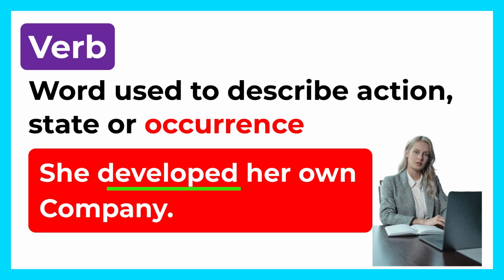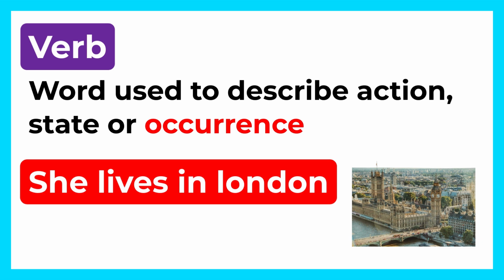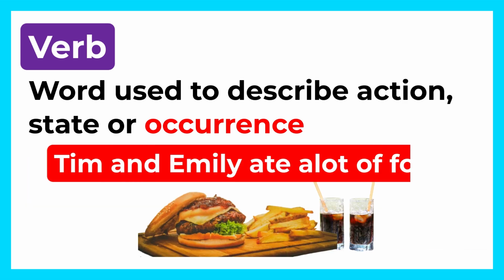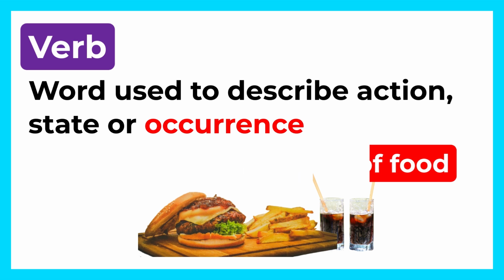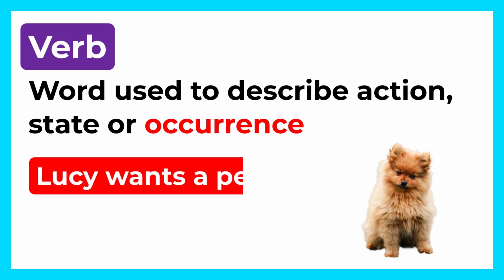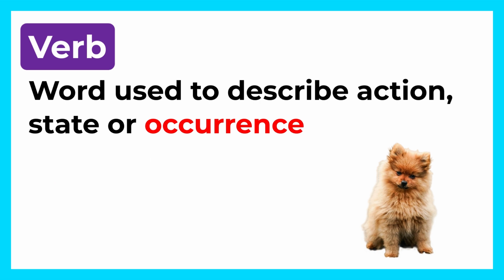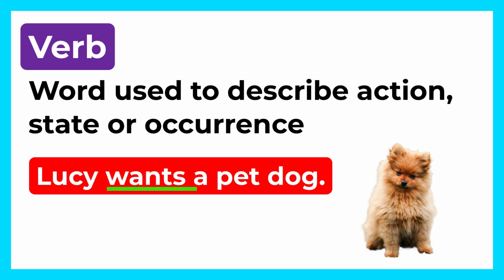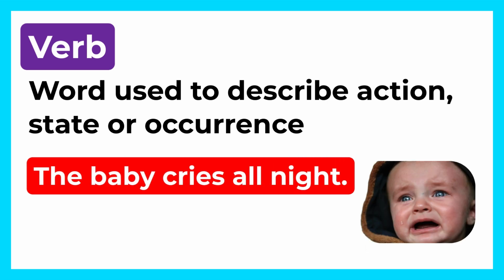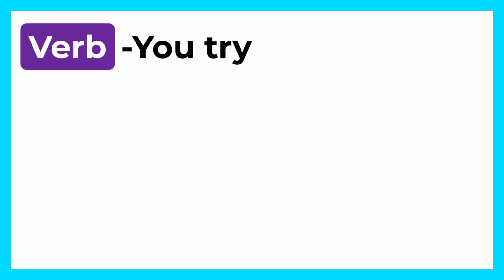Now, let's look at some examples of verbs in sentences. She lives in London. The verb in this sentence is lives. Tim and Emily ate a lot of food. The verb in this sentence is ate. Lucy wants a new pet dog. The verb in this sentence is wants. The baby cries all night. The verb in this sentence is cries.